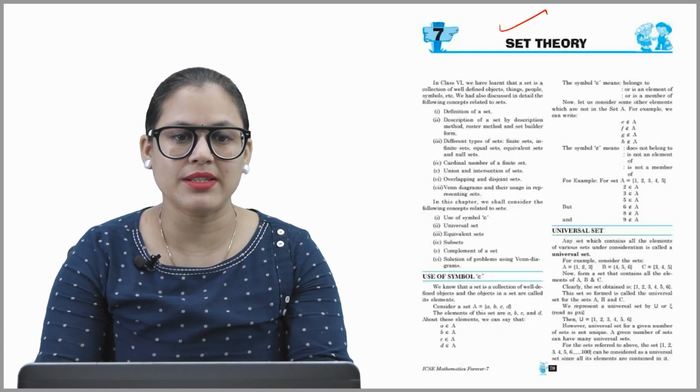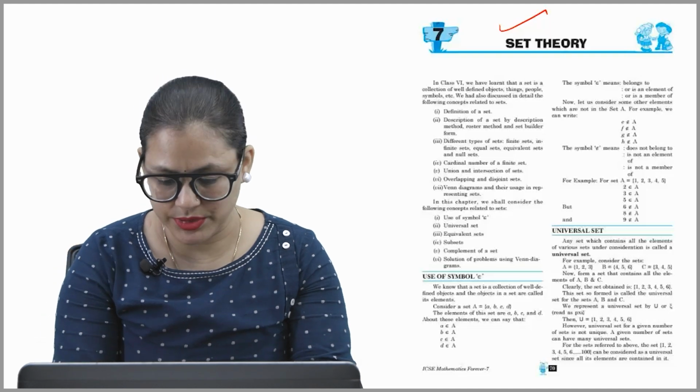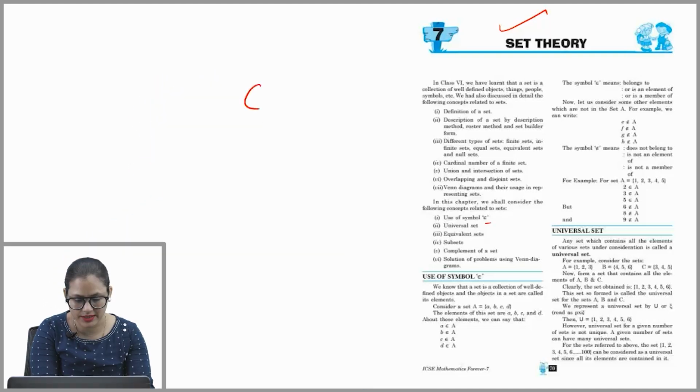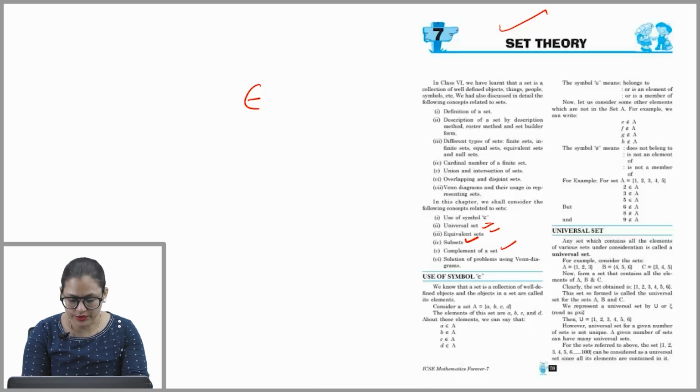In this chapter, we shall consider the following concepts related to sets: use of the symbol, universal set, equivalent sets, subsets, complement of a set, and solution of a problem using Venn diagrams.